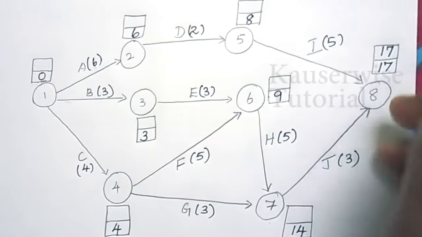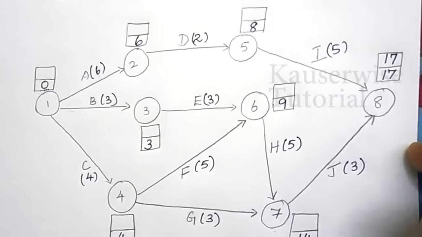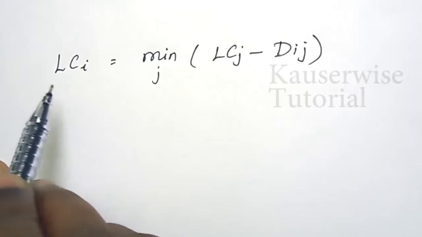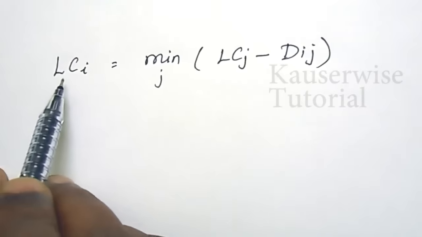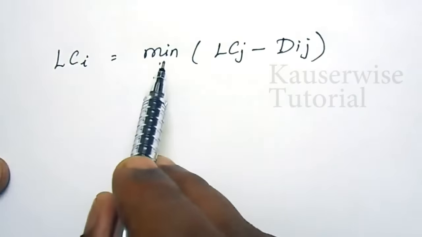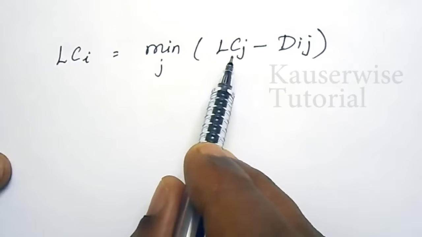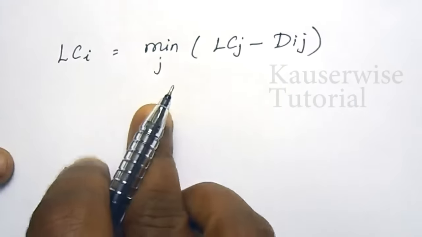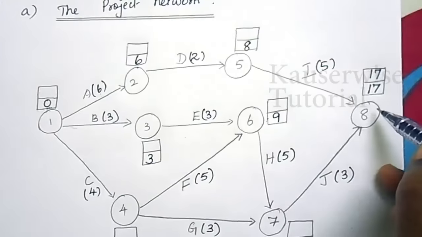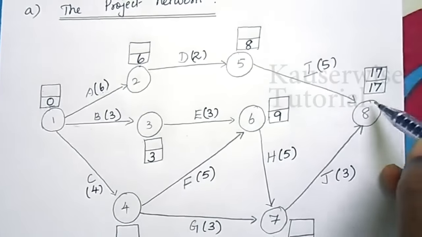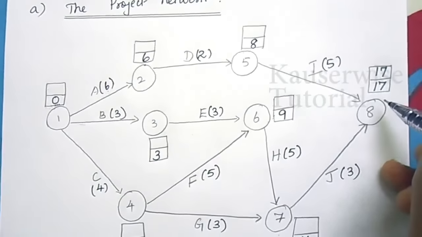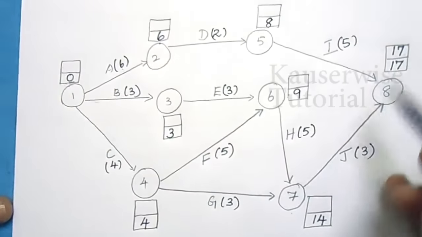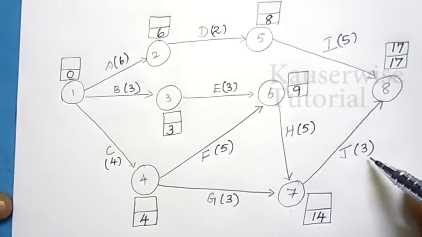Okay, now we have to apply the formula to find out the latest completion time for each and every node separately. So, this is the formula to find out the latest completion time. That is, latest completion time of ith node is equal to minimum of latest completion time of jth node minus duration of i and j activity. So, now let me explain this formula along with the problem. See, the latest completion time for the last node is 17. So, now we have to calculate the latest completion time for the previous node. The previous node is 7. Okay. So, 17 minus 3. 17 minus 3 is equal to 14.